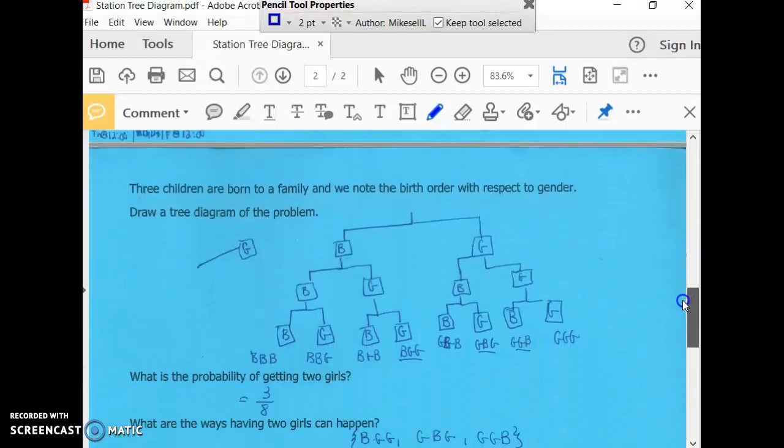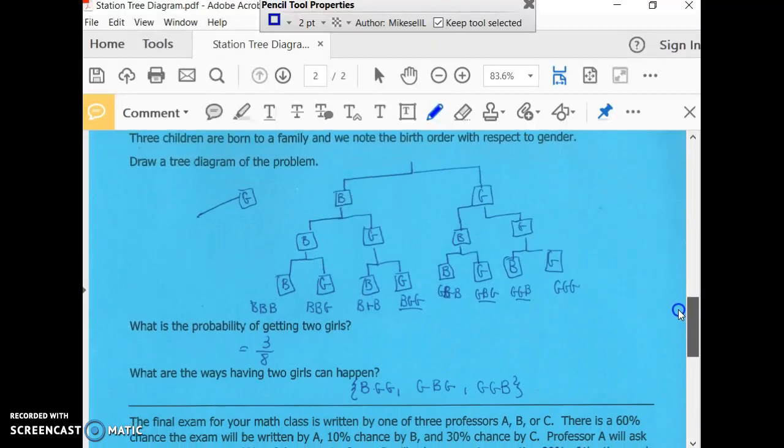Then over here, on the flip side, I set this one up differently. Birth order with respect to gender. Boy, girl, boy, girl, boy, girl, boy, girl. Setting it up this way so I can list all the outcomes: boy, boy, boy, boy, boy, girl, boy, girl, boy, boy, girl, girl, girl, boy, boy, girl, boy, girl, girl, girl, girl, girl, girl, girl, boy.